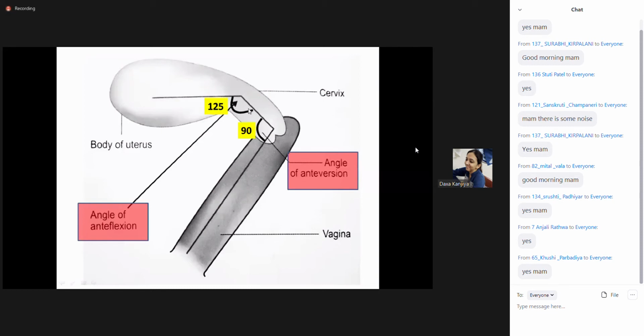So this is the anatomical position of the uterus. Whenever you hold the specimen of the uterus in viva, you have to hold it in its anatomical position. You have to bend the body forward and the cervix downward and backward. So these are the two angles, the angle of anteversion and the angle of anteflexion.